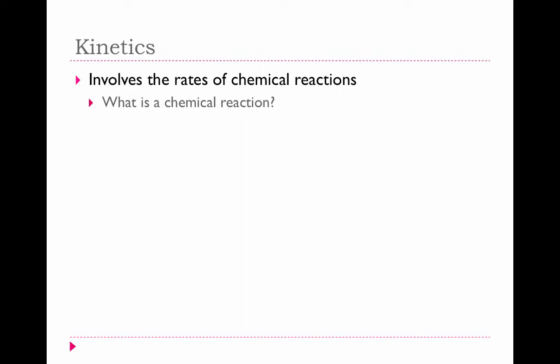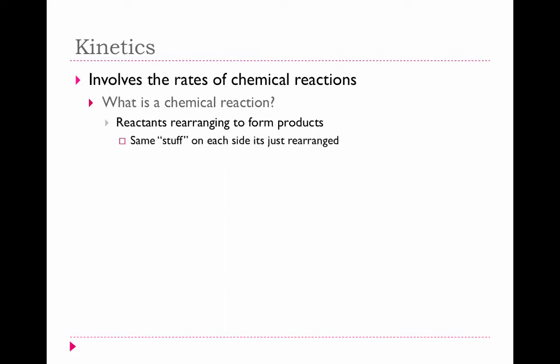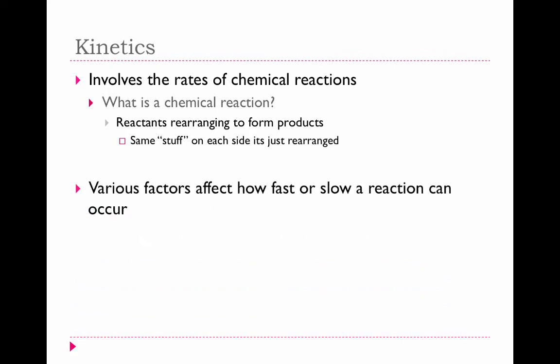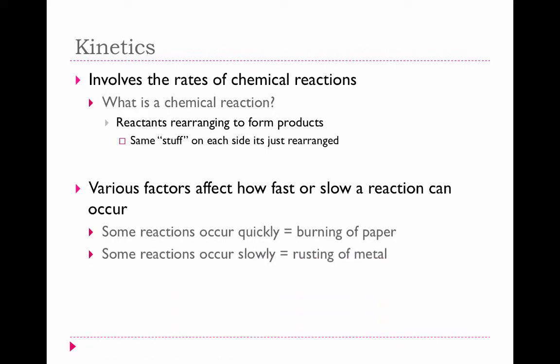What is a chemical reaction? To refresh ourselves, this is reactants rearranging to form products. So you have the same stuff on each side of your equation, it's just rearranged. We conserve our mass, right? So you have the same amount of product as reactants. Various factors affect how fast or slow a reaction can occur. Some reactions occur quickly, like burning paper, and some occur really slowly, like rusting of metal.